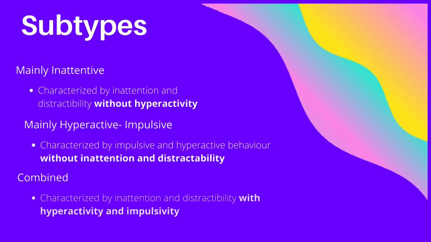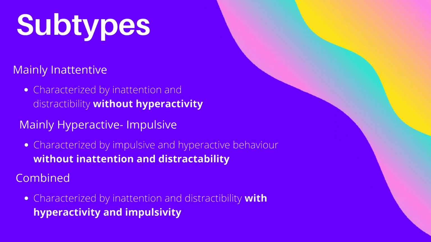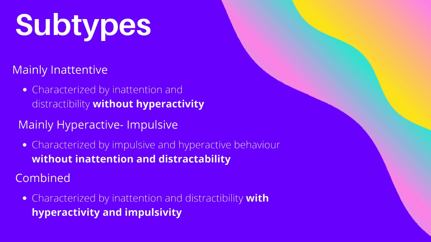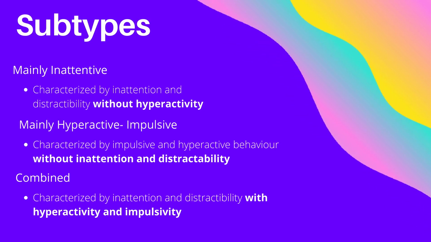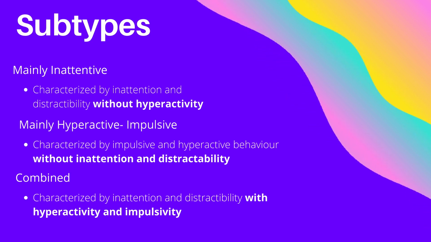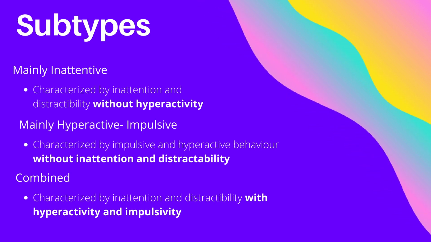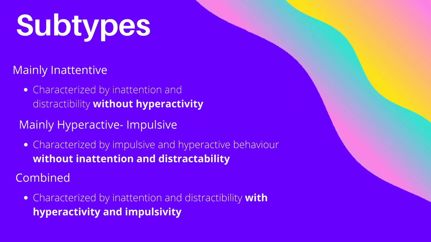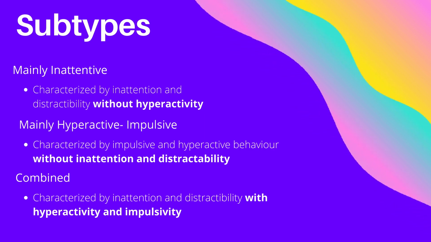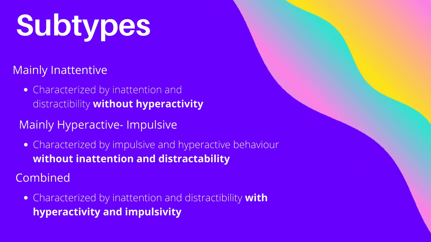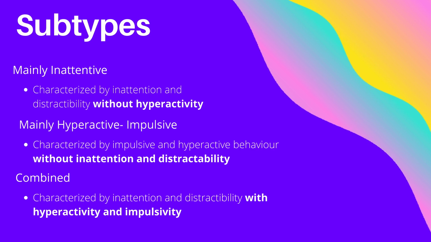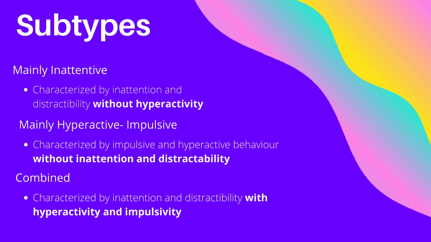There are a variety of subtypes of ADHD. The inattentive and distractible subtype is a type of ADHD characterized predominantly by inattention and distractibility without hyperactivity. The impulsive, hyperactive subtype is the least common type of ADHD and is characterized by impulsive and hyperactive behaviors without inattention and distractibility. The combined type is the most common and is characterized by impulsive and hyperactive behaviors as well as inattention and distractibility.